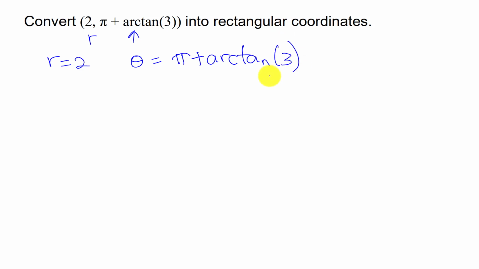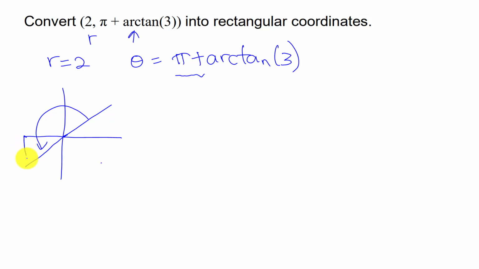Okay, so let's go ahead and draw a triangle to help us convert this. Now I was trying to figure out what quadrant we're in. The arctan is 3. We know arctan gives us things in quadrant 1 or 4, and it's positive, so that must have been in quadrant 1. But then we have this plus pi, so if we added pi to it, we know we're in quadrant 3.